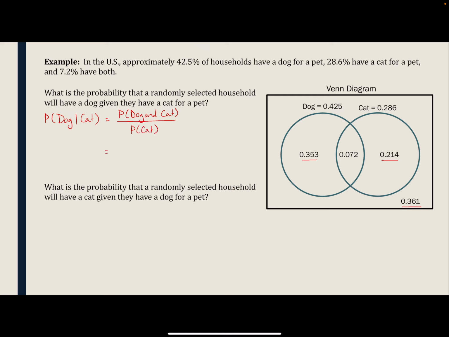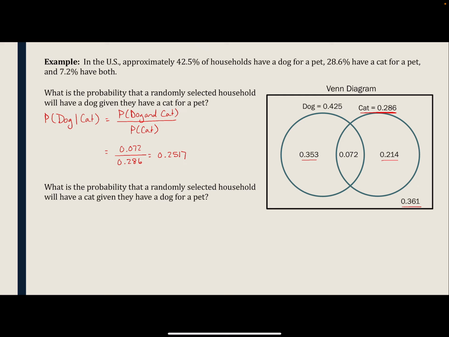Well, the probability that they have a dog and a cat is 0.072, the intersection between the two. And the probability that they have a cat is the entire cat circle. Don't look at the only cat. It's the whole cat circle. So it's 0.286. And this would be 0.2517.